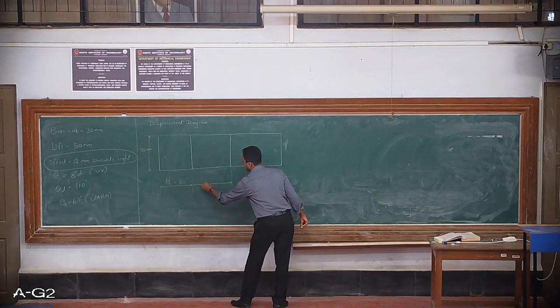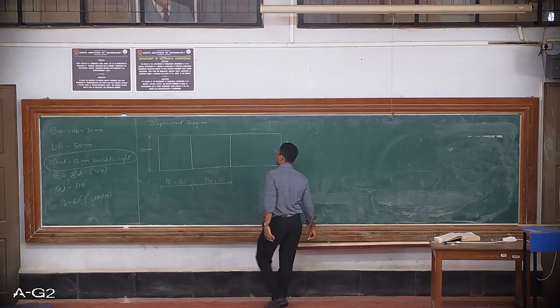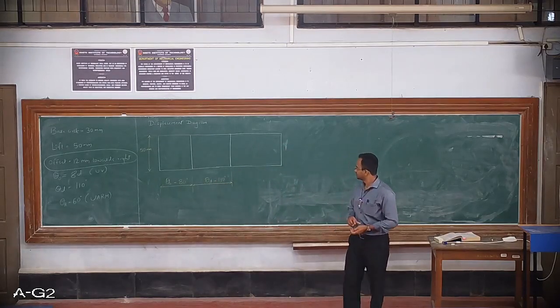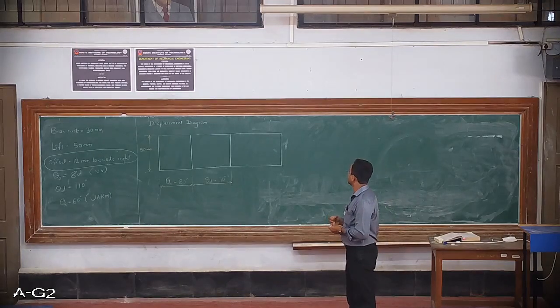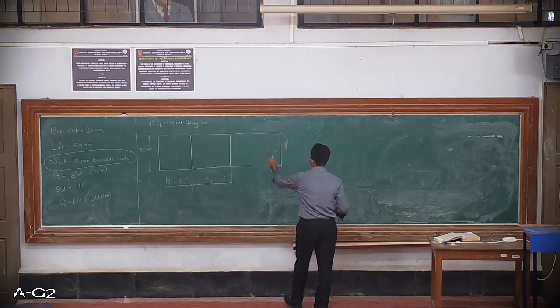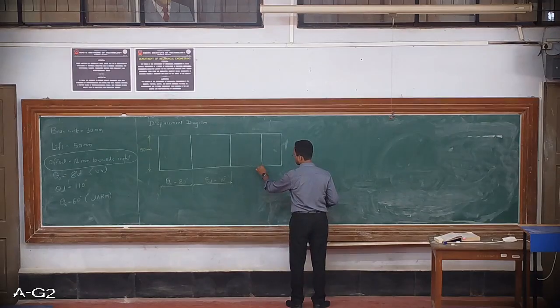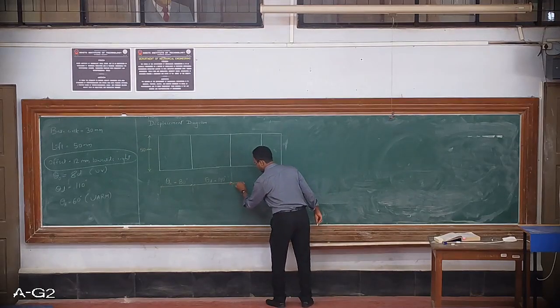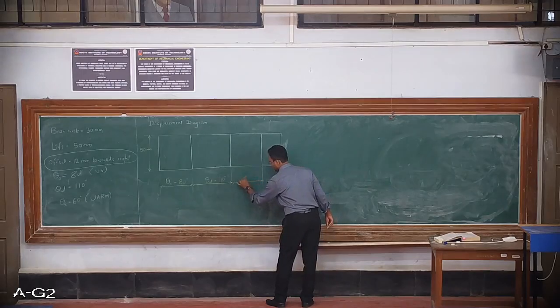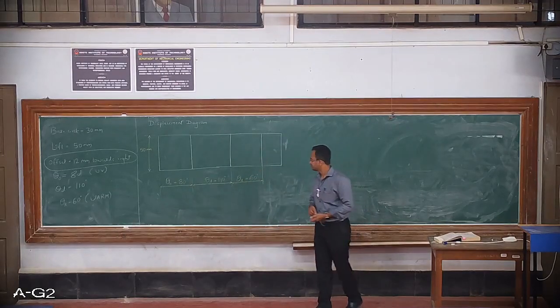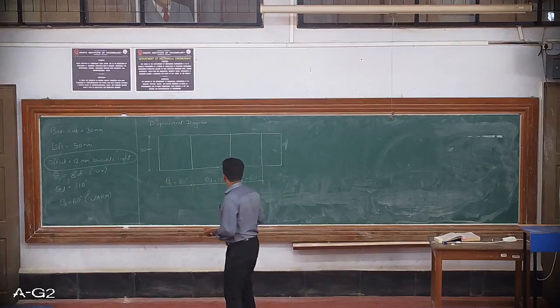So this is theta d, which is equal to 110 degrees. Okay. At the end, we are having the return stroke of 60 degrees. Sorry, theta r equal to 60 degrees. Okay. So I hope this is clear.